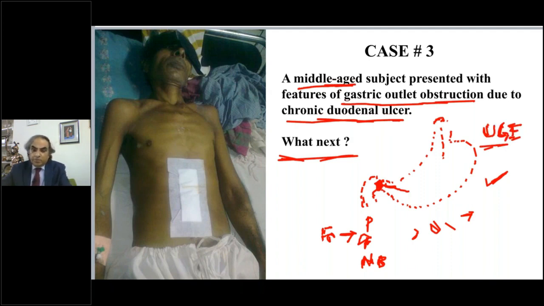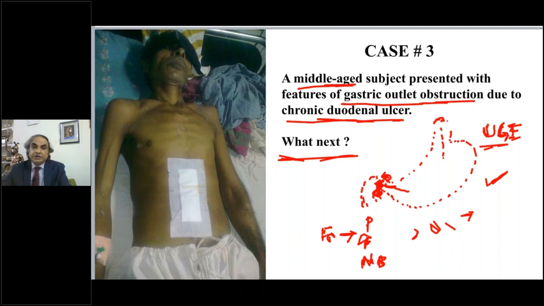Suppose you put in a scope and the cause is outside. There can be a block from a lymph node outside. Then you would miss out, although we have given you a chronic duodenal ulcer, but that can coexist. So it's a good idea to do an ultrasound to find out whether the pathology is arising from the stomach itself. And always good to do a non-invasive test before you do an invasive test.